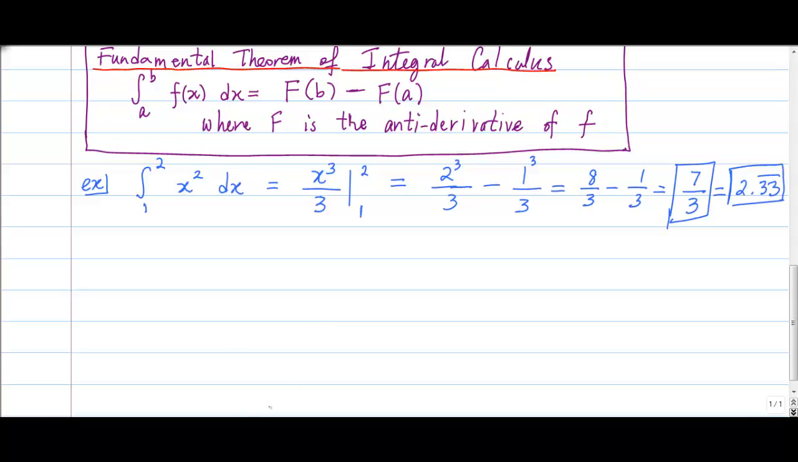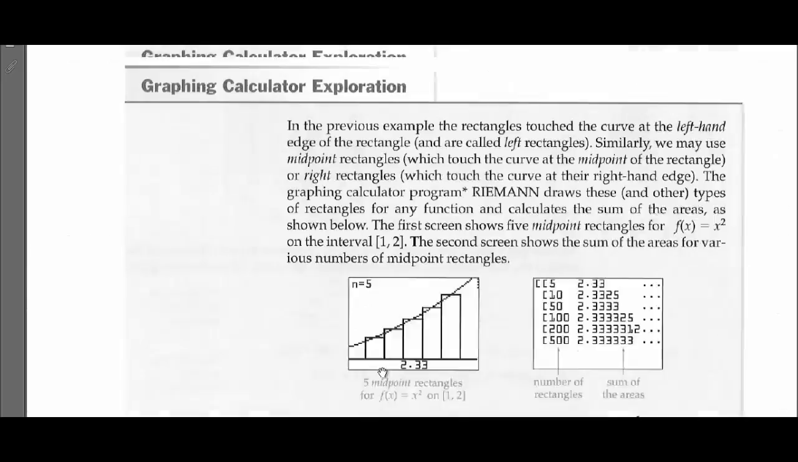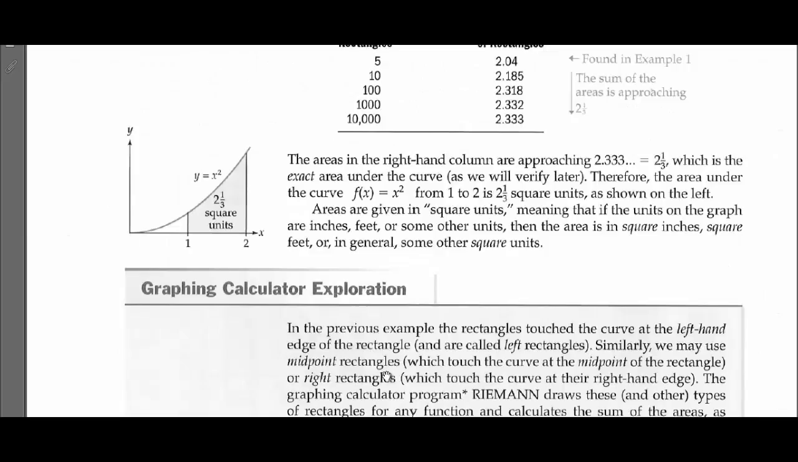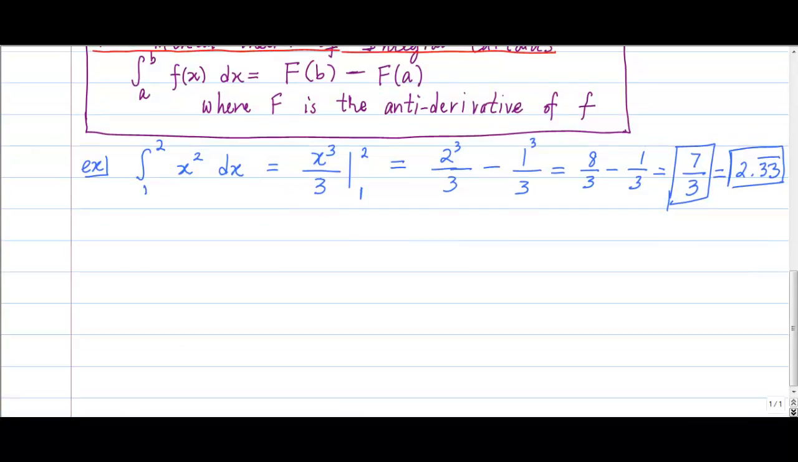And that is the area of this function. That's what the book told us, if you remember, up here. It is 2 1/3 square units. So 2 1/3 is the area under the curve x squared from x equals 1 to x equals 2.